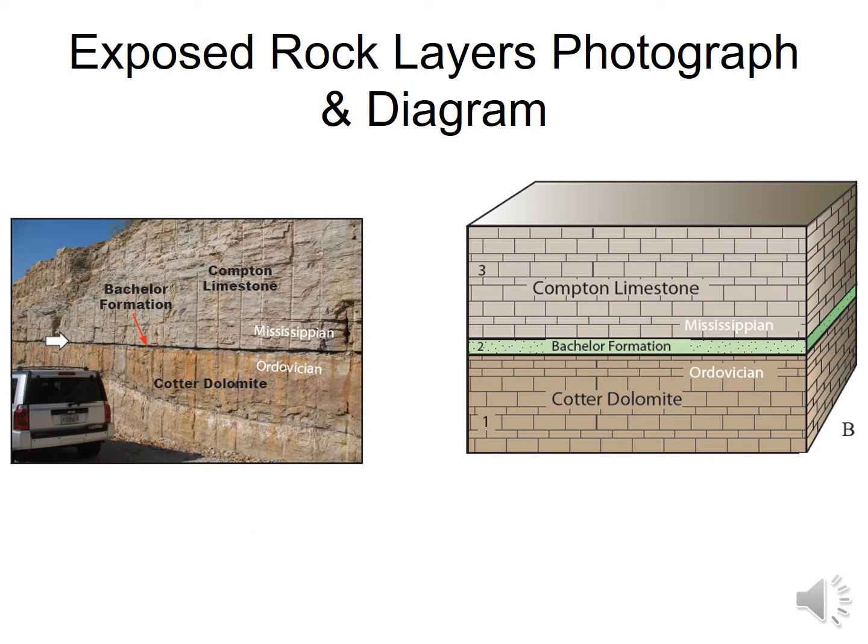So here is an example of the principle of original horizontality and superposition: the Cutler at the bottom would be the oldest, and then the Compton limestone on top would have to be younger.